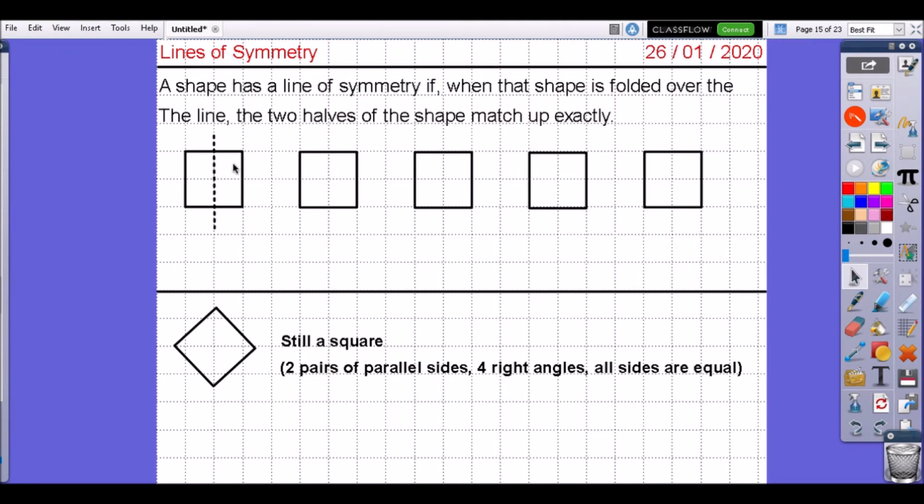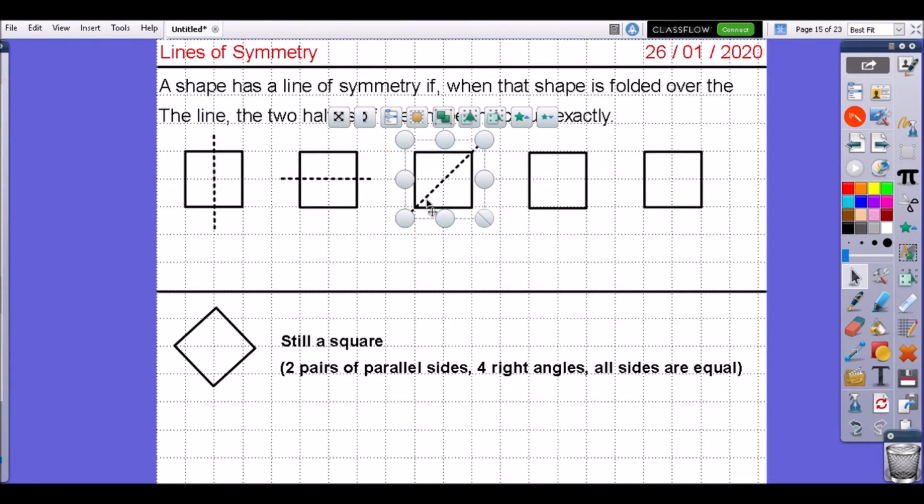Which means that if I folded the shape over this line of symmetry, the two halves will match up exactly. And we also found that if we have another line of symmetry, if we folded the paper over this line of symmetry over here, the two sides will match up also exactly. And we found this when it was a square, not a rectangle.